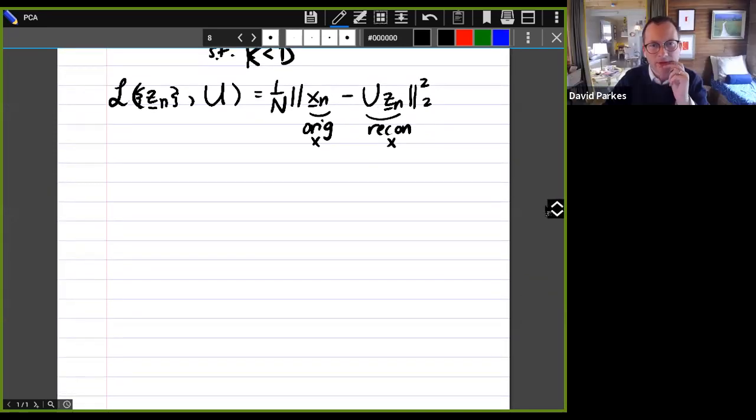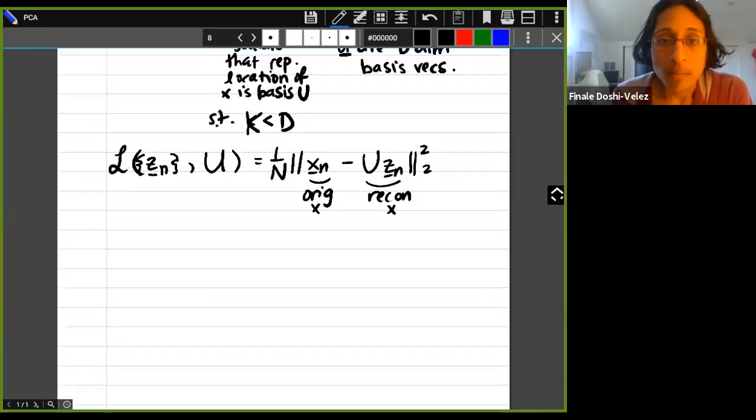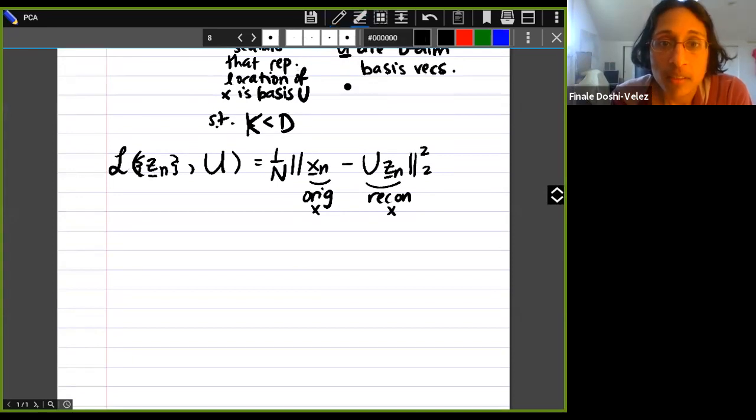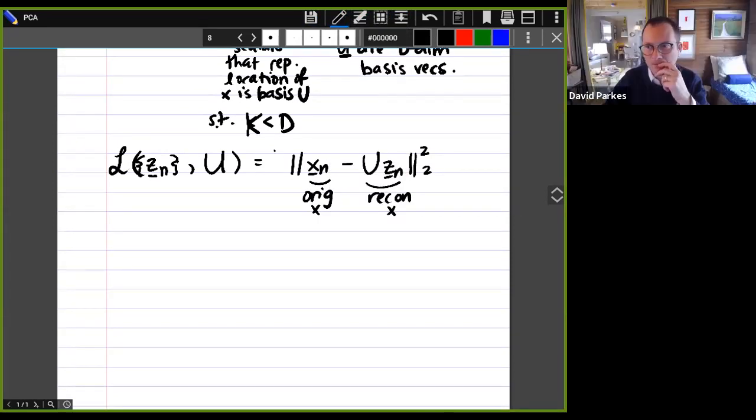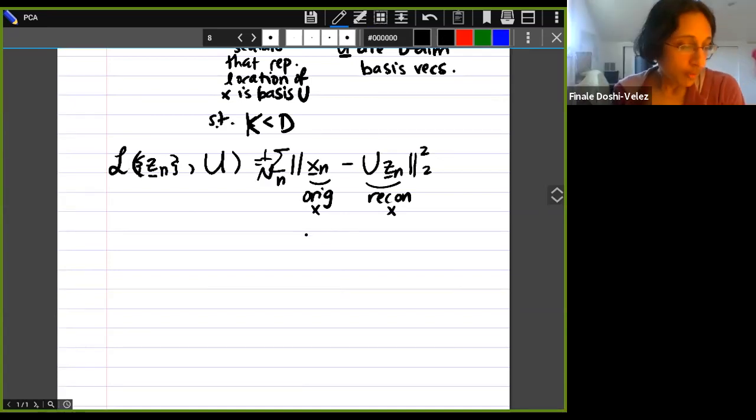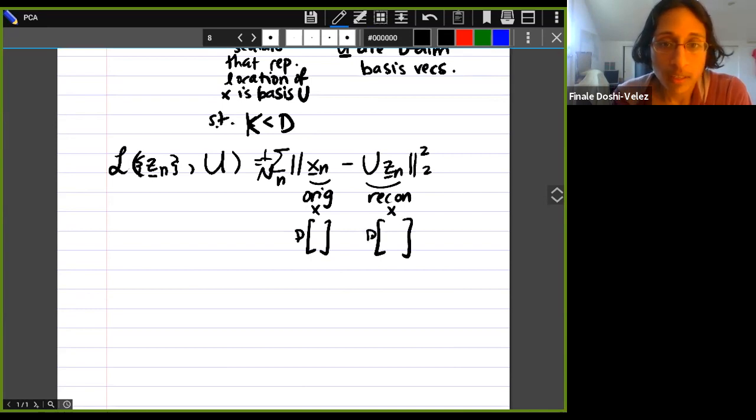Sonali, it might be useful just to remind people again the shape of capital U. Okay, yes. And am I missing a sum? I am missing a sum. Thank you. Sum over n, 1 over n. Right, so this vector over here is d sized. This matrix over here is d by k, and then our z is going to be of size k, like this.